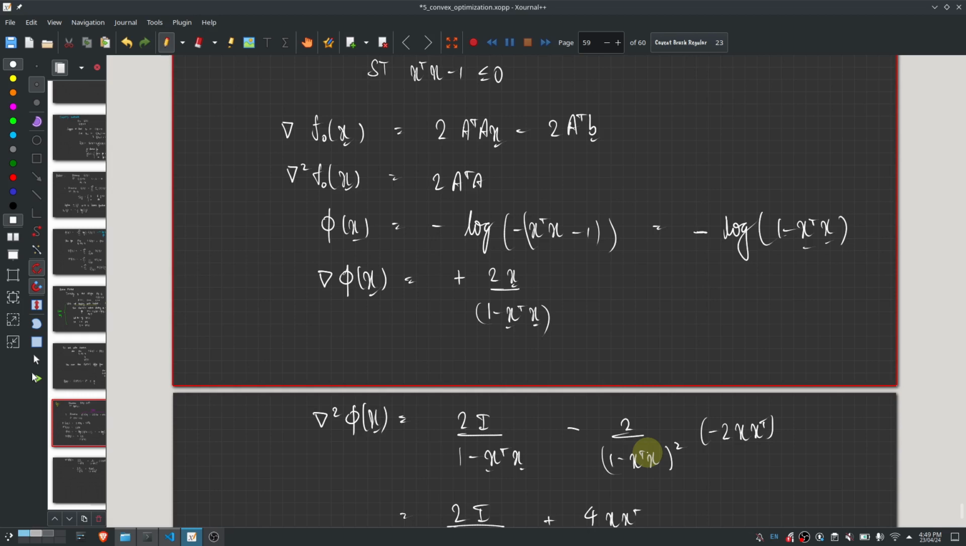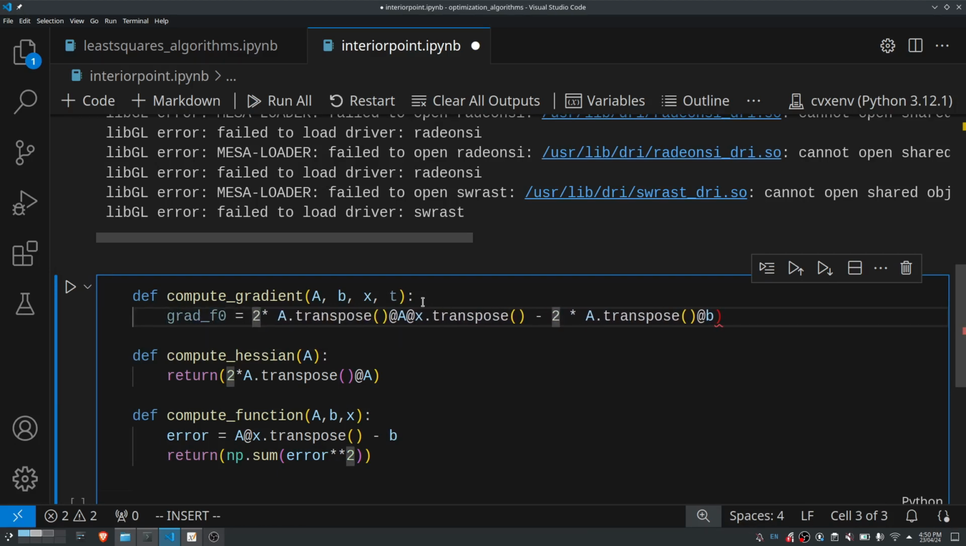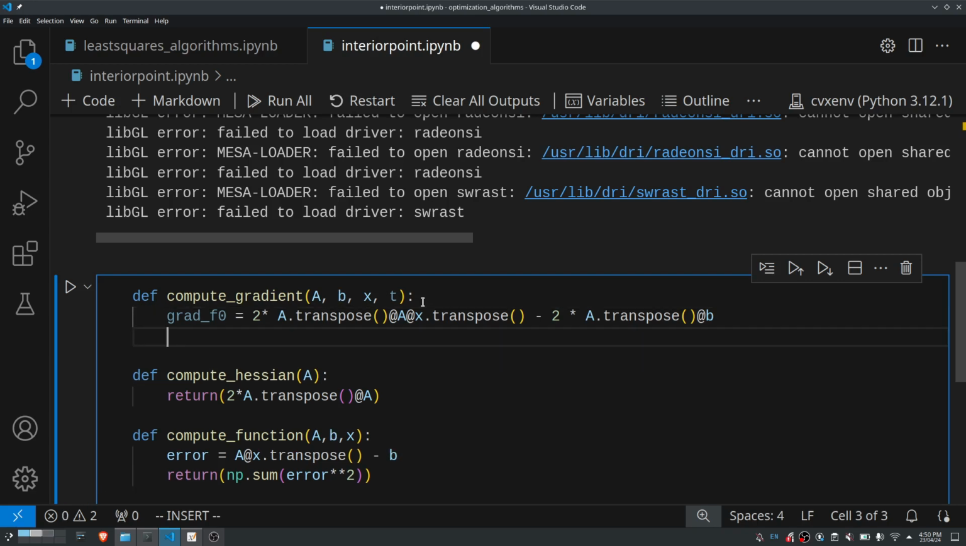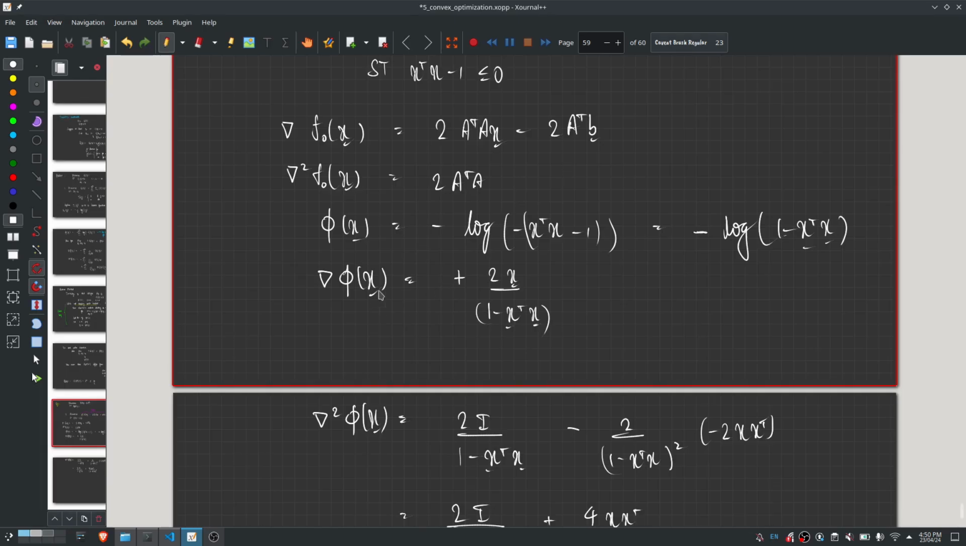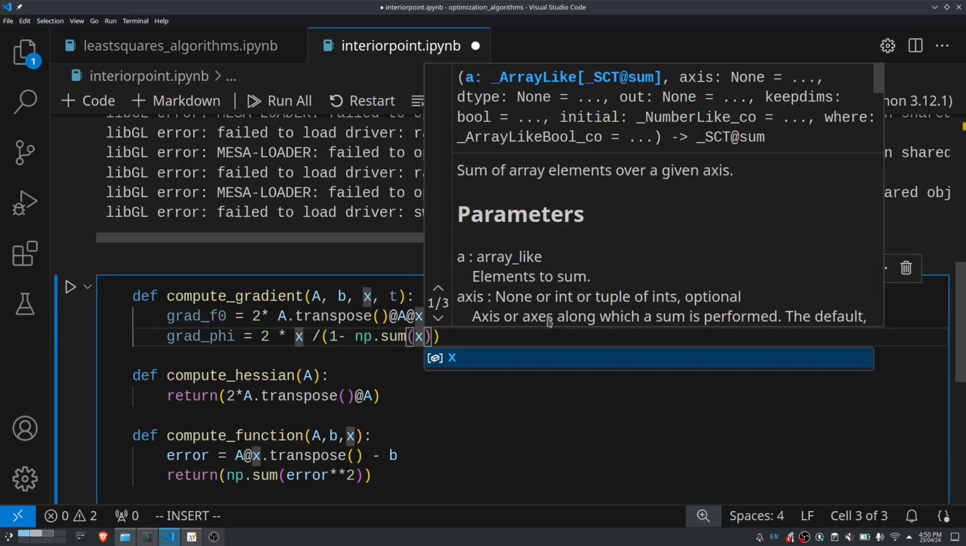So what is the gradient of the overall function? It is equal to t times the gradient of f0 of x plus the gradient of phi of x. So let's write that up. The inputs to this compute gradient are A, b, x, and now the t. Let me call this the gradient of f0 and the gradient of phi. What is this equal to? This is equal to 2 times x divided by 1 minus x transpose x.